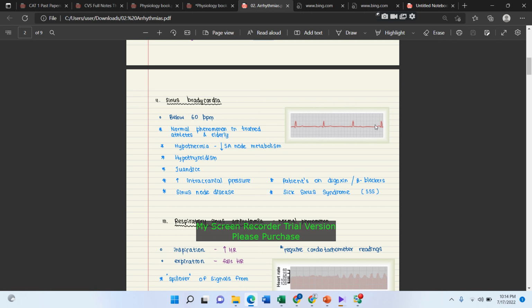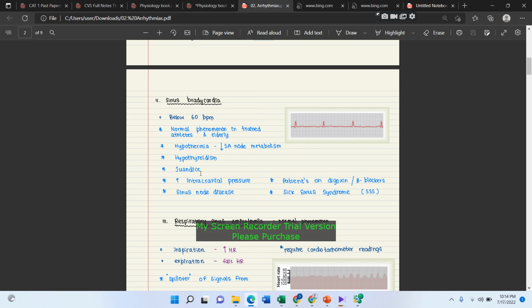Hypothermia means the temperature is dropping. When temperature drops, the SA node metabolism also drops, causing sinus bradycardia. Hypothyroidism, that means when the blood has a lower thyroid level, also acts as a cause for dropping of the SA node metabolism. Another reason is jaundice. So these three reasons: hypothermia, temperature drop, hypothyroidism, low thyroid level, and jaundice.